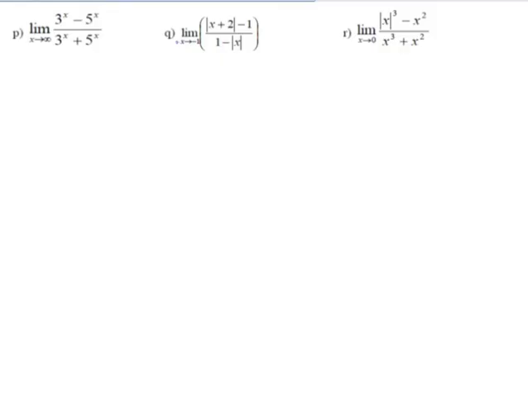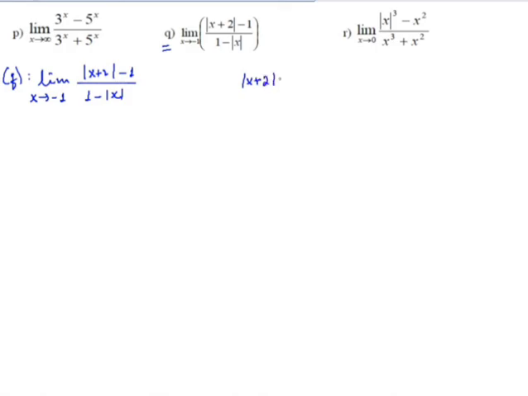Now let us see the limit for Q part. In Q we have the limit of the absolute value of x plus 2 minus 1 over 1 minus absolute value of x as x approaches minus 1. Here, before we evaluate this limit, we have to specify this absolute value.